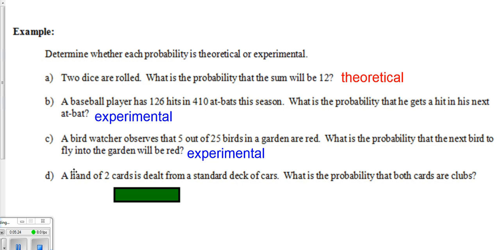And example D, we're looking at a hand of 2 cards that is dealt from a standard deck of cards. What is the probability that both cards are clubs? Now, we haven't actually dealt hand after hand after hand yet. We haven't been going through and flipping over all these cards. So we haven't actually run the experiment yet, which means we're looking ahead to the future for what it should become. We're thinking, what should these 2 cards actually come out to? So since it's what should happen, it's theoretical.